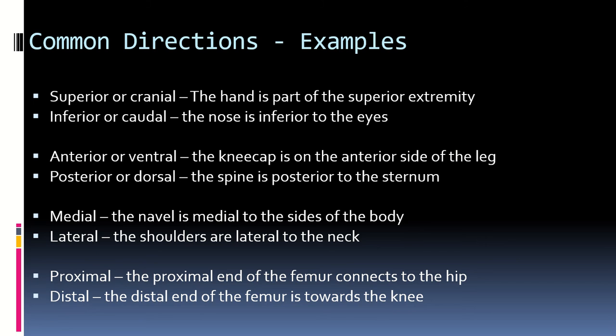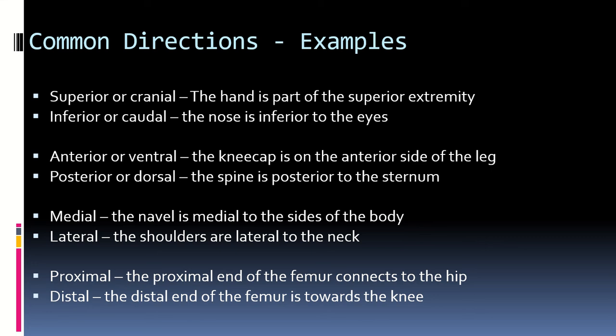To give some examples, you can say that the hands are on the superior extremity. If you're thinking of your arms and legs as extremities, the arms are the ones that are closer to the head than the legs. Therefore, the arms are the superior extremity. They're the ones closer to the face, and the hand is part of the arms. Now, you can also say that the nose is inferior to the eyes. The nose is lower down the body than the eyes are. You could also say that the nose is caudal to the eyes.